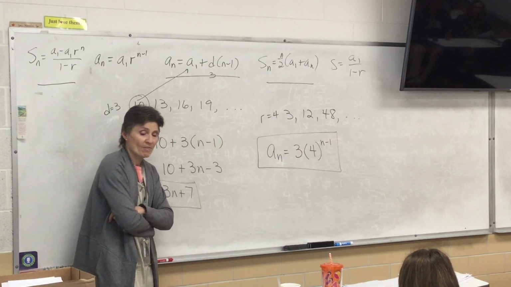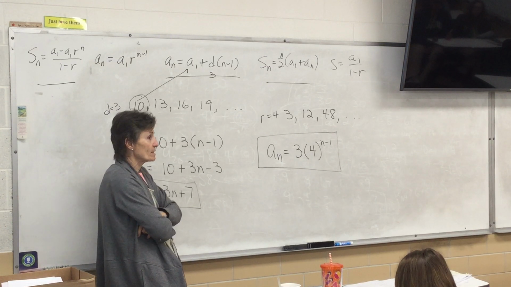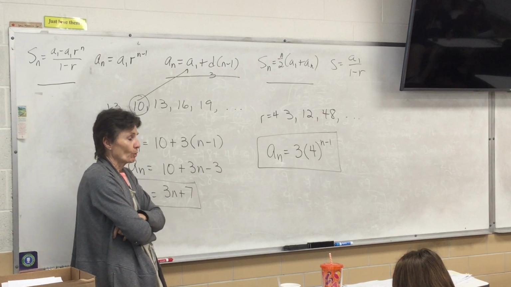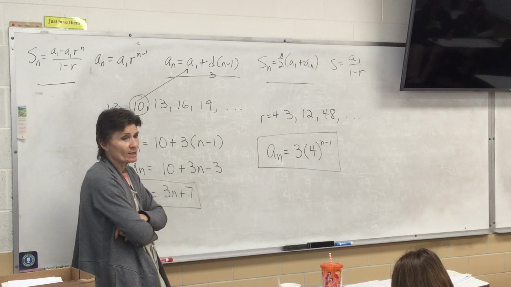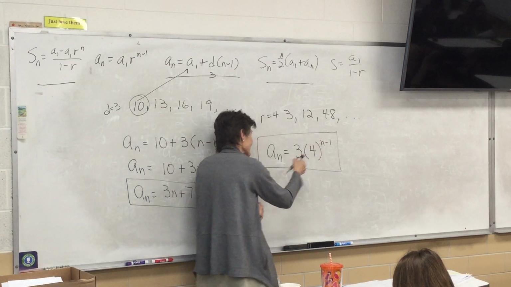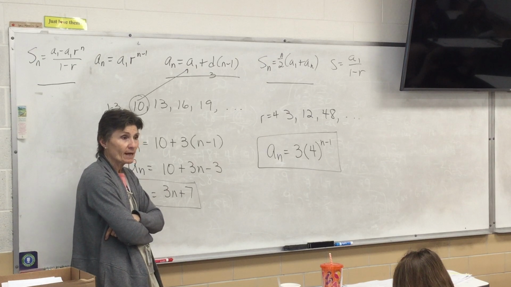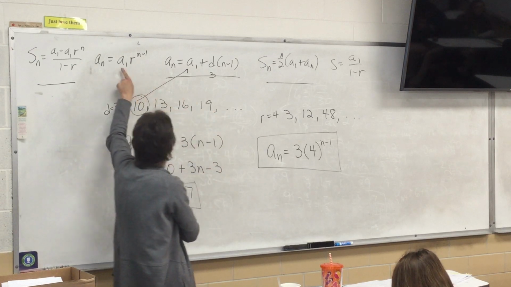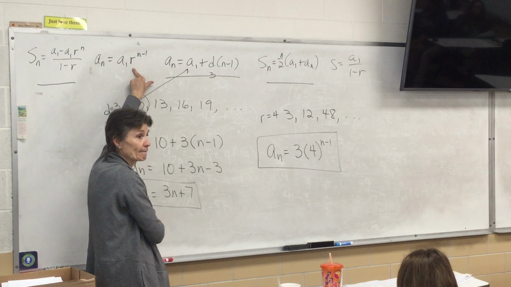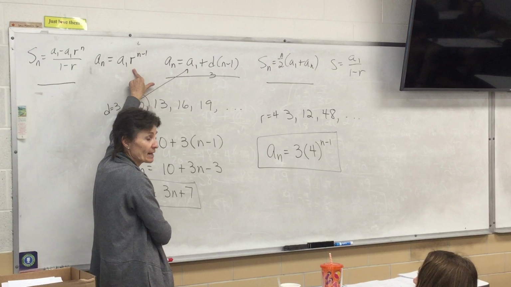No simplification with that formula. Do not multiply the 3 and the 4. We talked about that early in the year. Order of operations, exponents come first. You cannot multiply these. This is your formula. How did we get that? We plugged in our first term, and we plugged in our ratio. That's all we had to do.